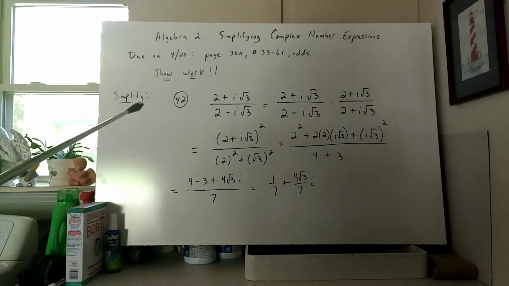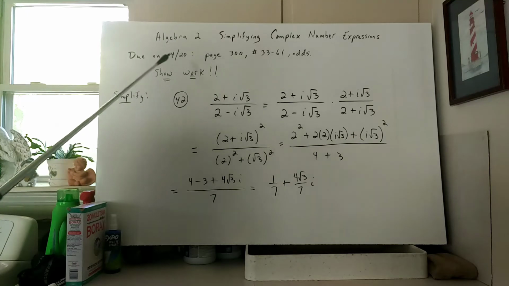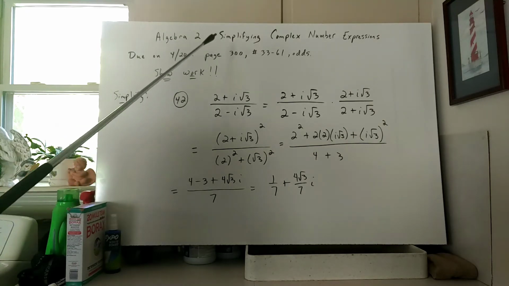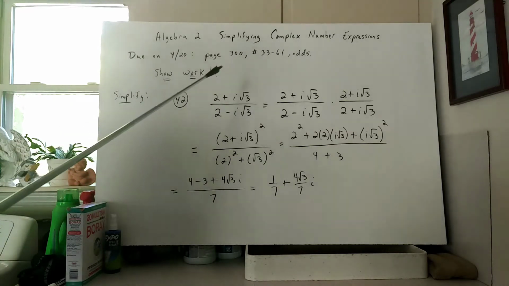This is number 42. Just in case the last one was lost, we are doing page 300, numbers 33 through 61, odds, simplifying complex number expressions. We want to show all our work.